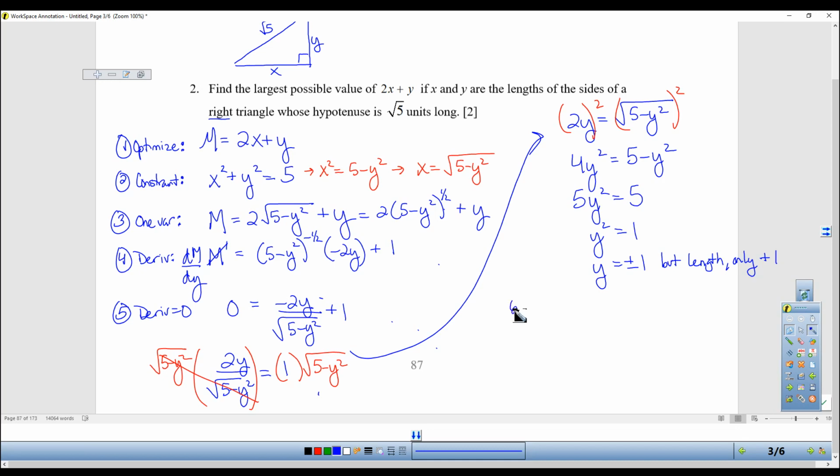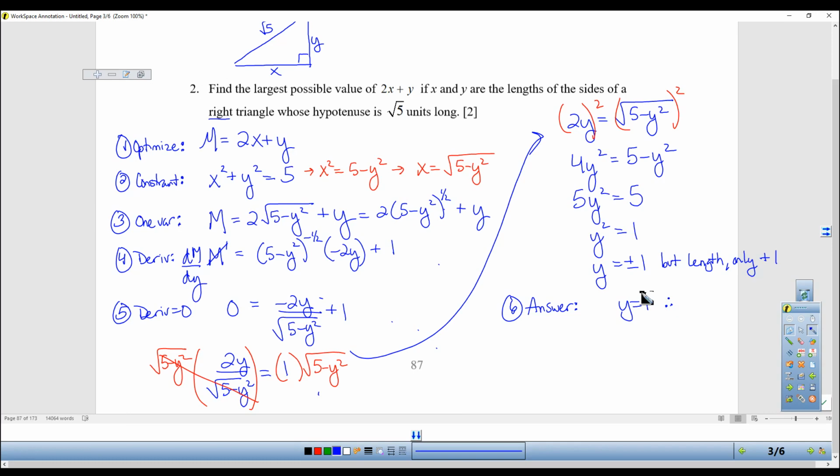So in step 6, you're looking to find the answer. What did they want anyway? Find the largest possible value of 2x plus y. So if you just write x is equal to and y is equal to, you'll be wrong. So y is equal to 1. Therefore, this little symbol means therefore, a little triangle of dots.